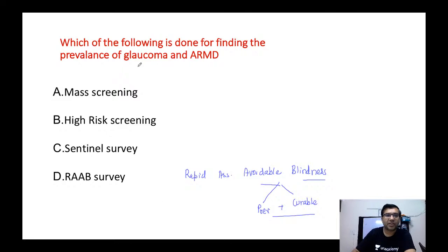Okay, so tell me, which one of them is used for measuring the prevalence of glaucoma and ARMD? You can just put a blind guess also.